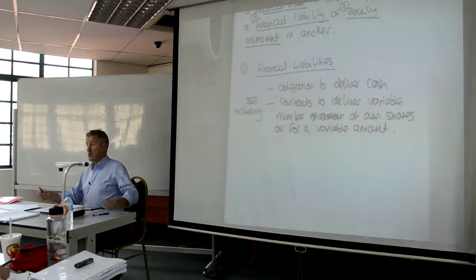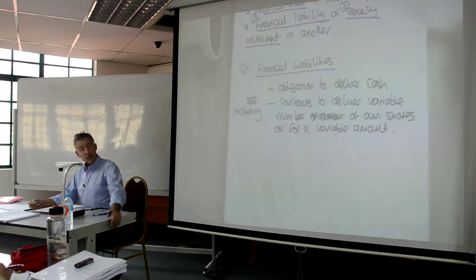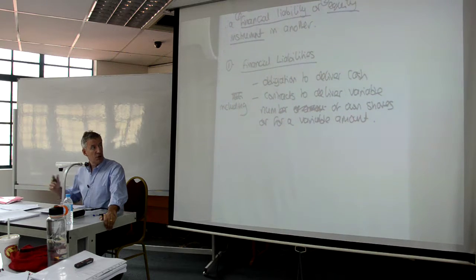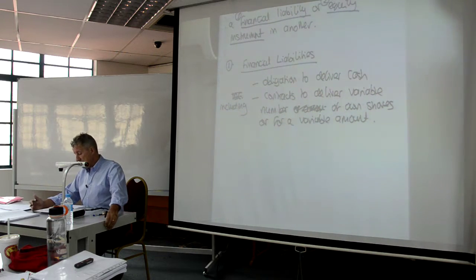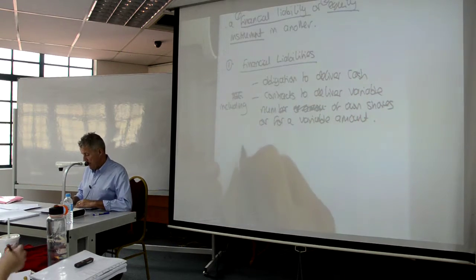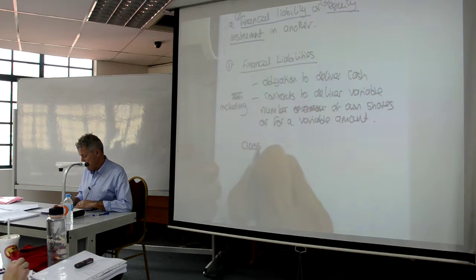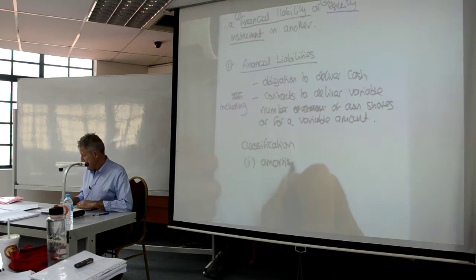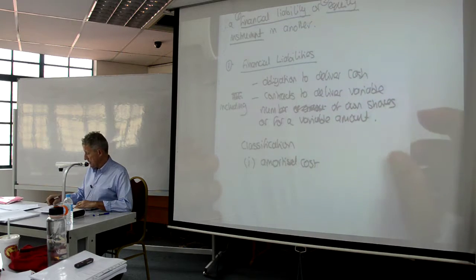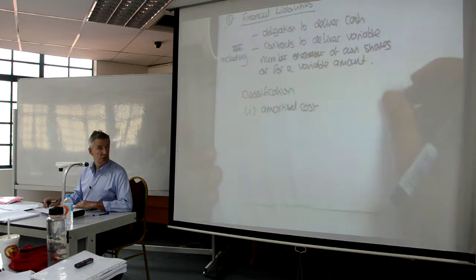So most financial liabilities are straightforward. They're an obligation to deliver cash, but you can get financial liabilities which are contracts to deliver a variable number of your own shares or for a variable amount. Now, in terms of classification, there are two types. And last time, we looked at the most popular type, which is amortized cost.